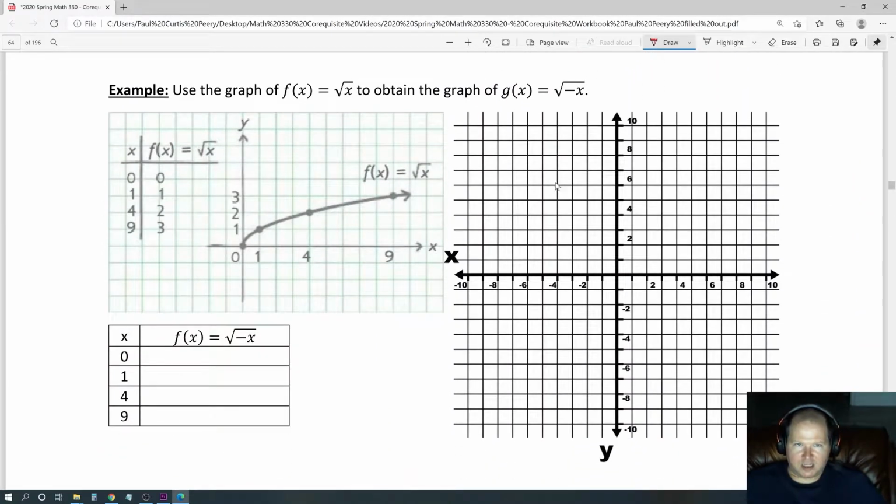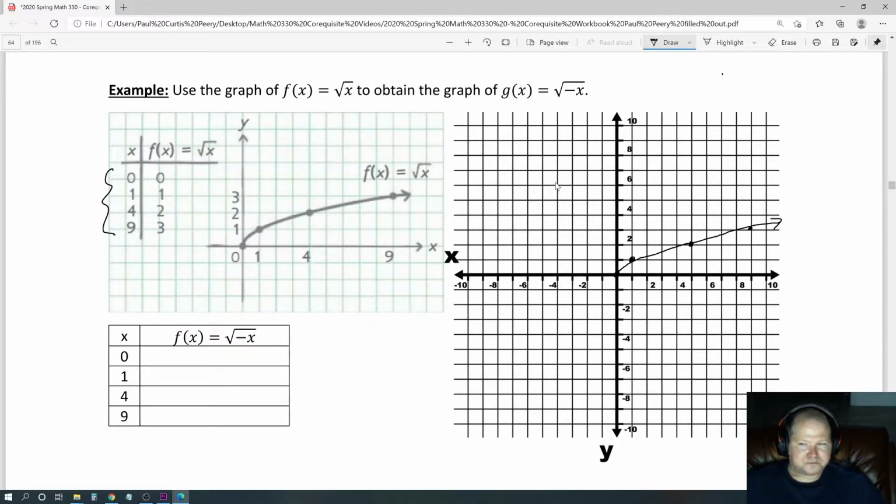Now, what about a square root? So we're going to use the graph of f of x is equal to square root of x to obtain the graph of g of x is equal to the square root of -x. Okay, so this one's going to be a little different. So the parent one, I'm just going to plot these points and draw that out. So we have a 0, we have a 1, 1, we have a 4, 2, and we have a 9, 3, which would be right there. So if I draw a line through it, it should look roughly something like that, right there.